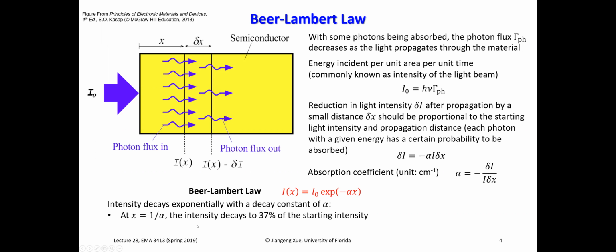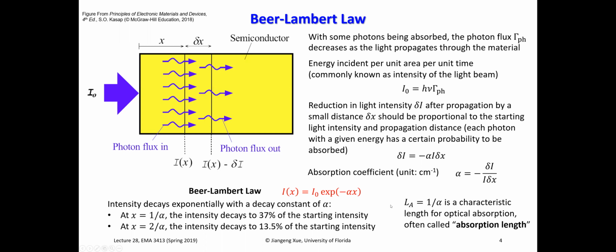At the distance of 1 over alpha, the intensity will go down to 37% of the starting intensity. That means 63% of the intensity has been attenuated or absorbed. When you double that propagation distance, the intensity will further decay to 13.5% of the starting intensity. This 1 over alpha is a characteristic length for the optical absorption, and we also call that the absorption length.